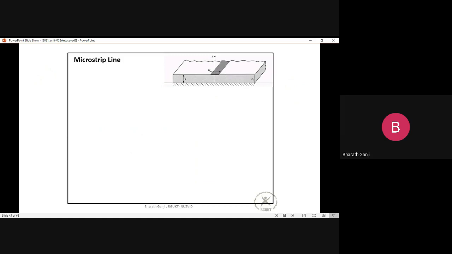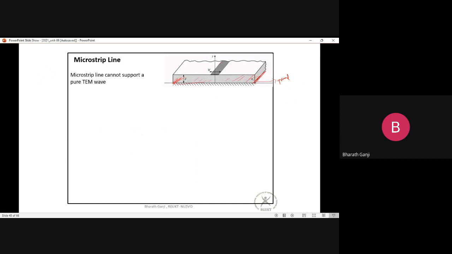I can see there are two conductors here. There is a bottom conductor, or we call it the ground conductor. On the ground there is a layer of dielectric medium. We put a dielectric slab on top. On the top of it there is a metallic conductor of some width W, and the height of the substrate is D.